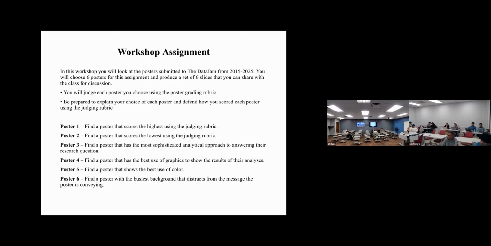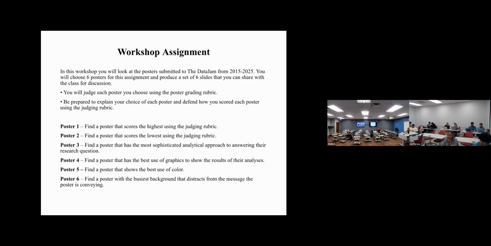Then what we're going to have you do is make a PowerPoint presentation yourself. Each of the small groups should have a PowerPoint presentation with basically 6 slides that has the poster you selected for each of these categories. And you might put on there what the judging score was for them.